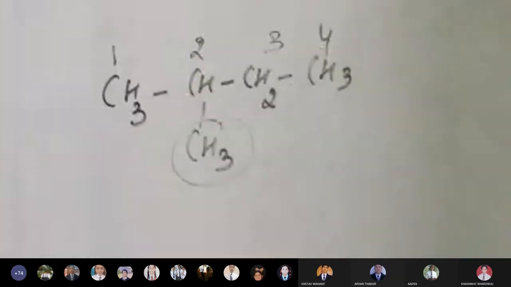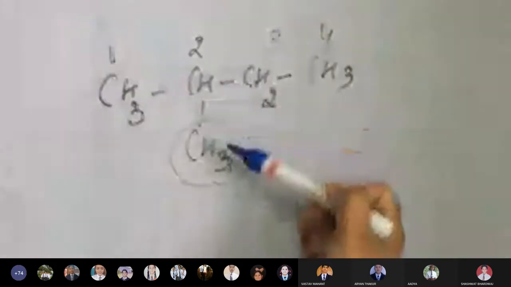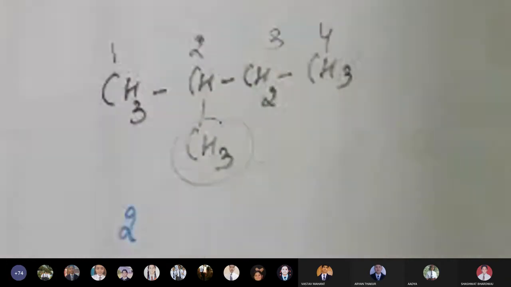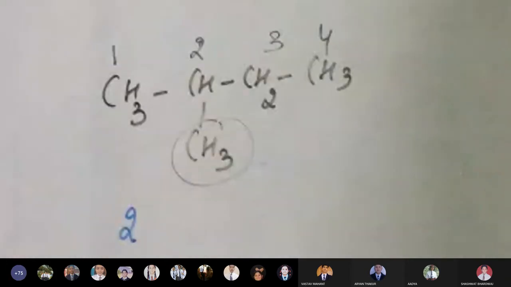Okay. So first I have to write the prefix. To write the prefix, first I have to write at what position the extra group is joined. So it is at carbon number 2. So I'll write here 2. Now it is only one extra group, so I don't have to put a comma and all other things. I will simply put a hyphen.